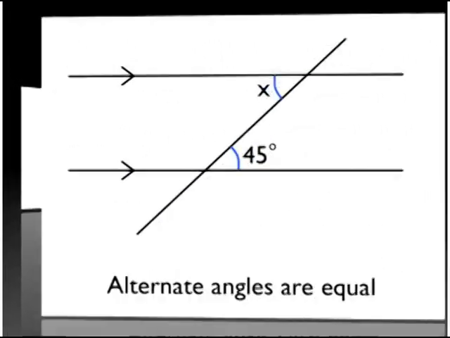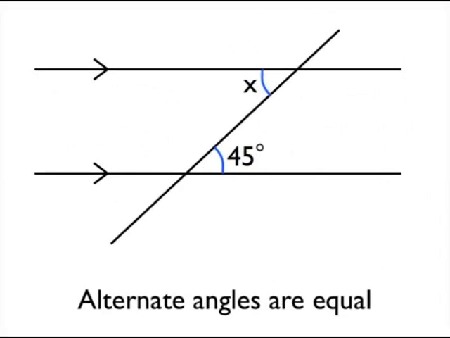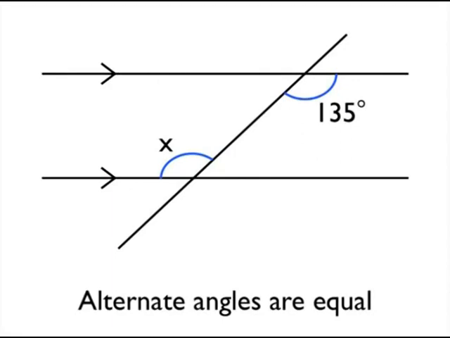So looking at this diagram, the two angles are alternate, and so x must be 45 degrees. Here again, the angles are alternate and x must be 135 degrees.